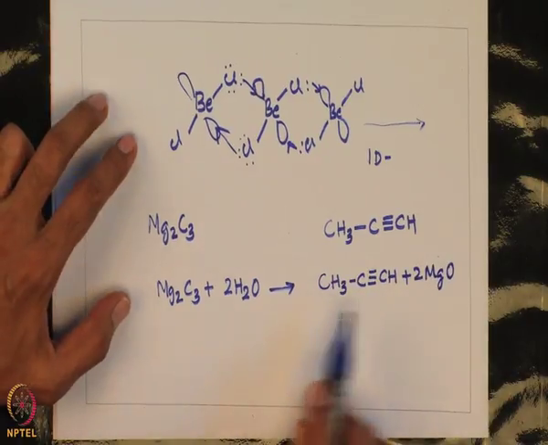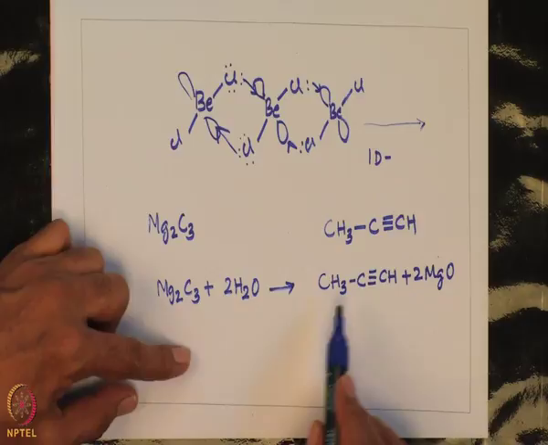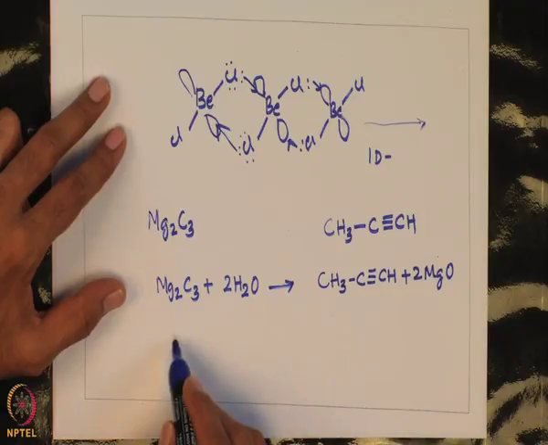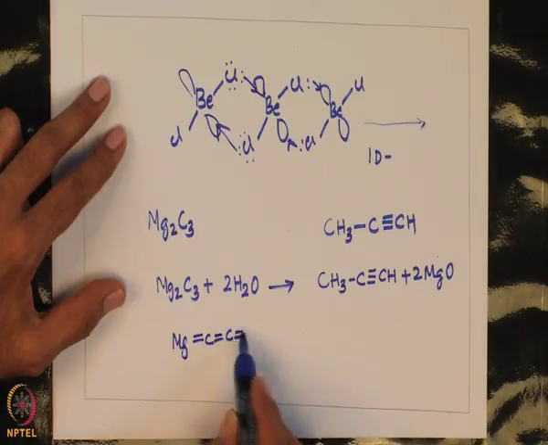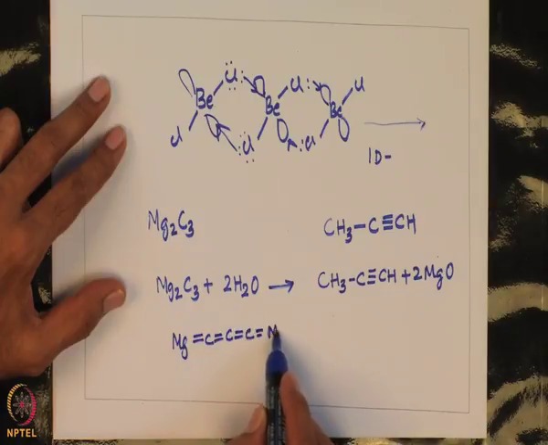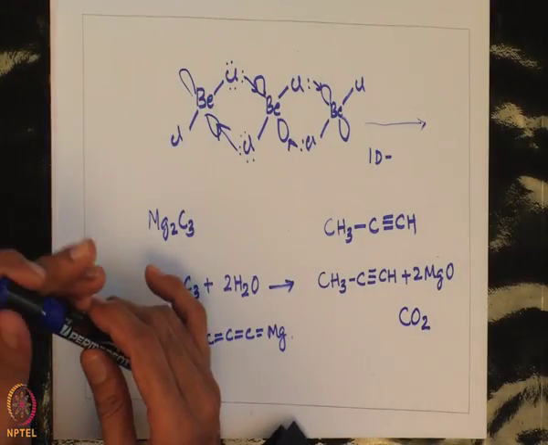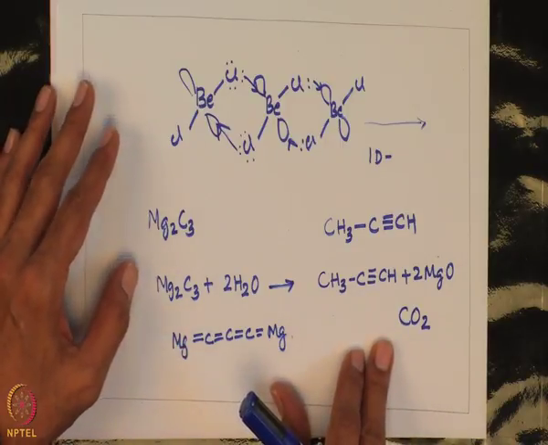Now, if you just see, this equation is balanced. So, Mg2C3 plus 2H2O gives CH3C triple bond CH plus 2MgO. Suggest a formulation of the carbide: the carbide is Mg2C3 and this is isoelectronic with carbon dioxide. So, just by analyzing this statement, one can conveniently write the right equation and arrive at the right answer.